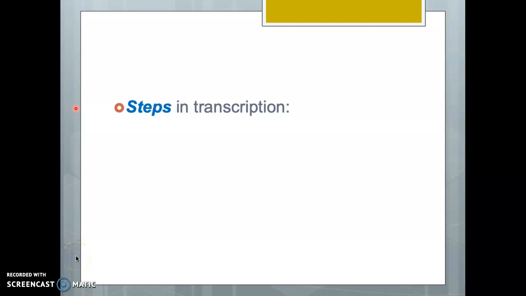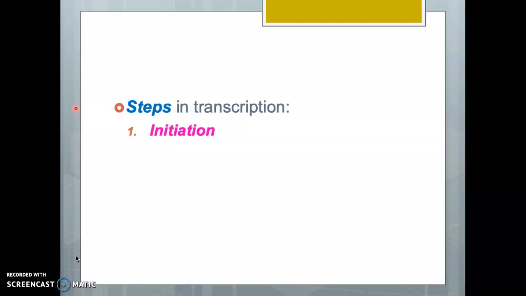Here we go with part 2 for protein synthesis. So the steps in translation, there are 3 of them. They are pretty straightforward, I think. The first step is called initiation. And if you think about it, to initiate something is to start something.